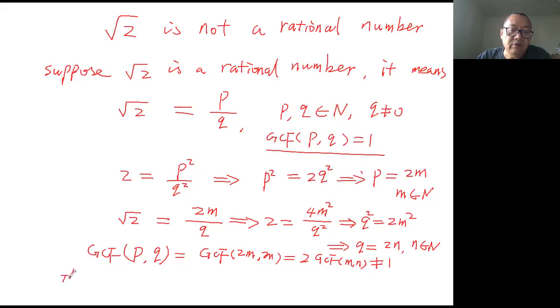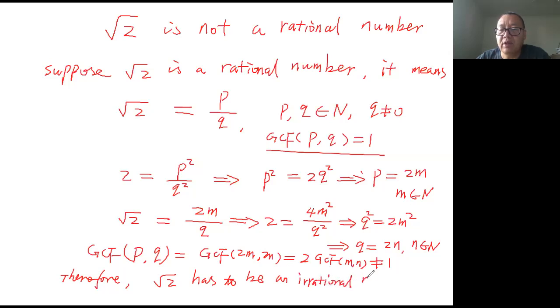Therefore, because of this contradiction, root 2 has to be an irrational number, right? So we finish our proof that root 2 is an irrational number.